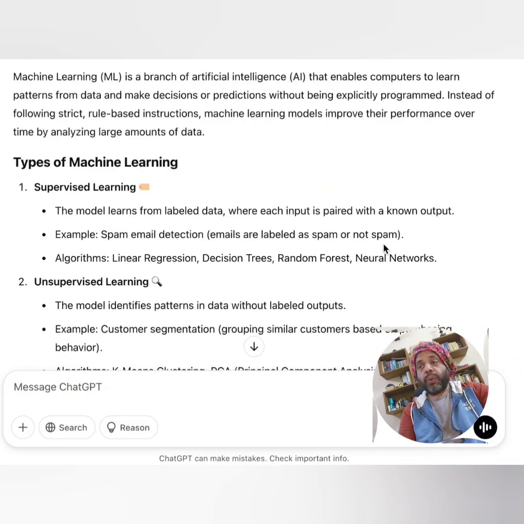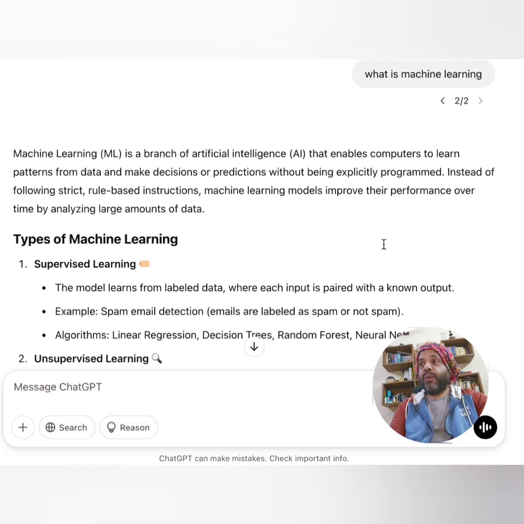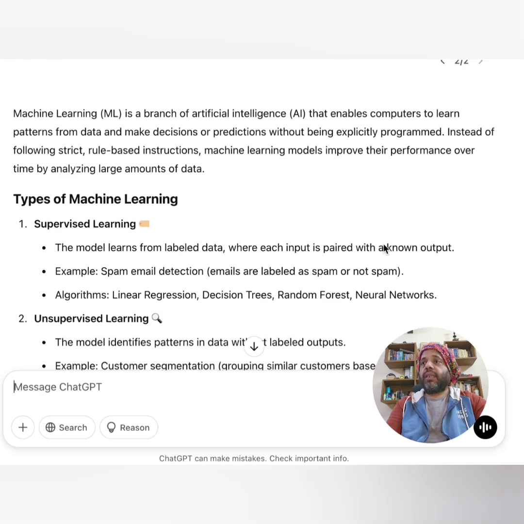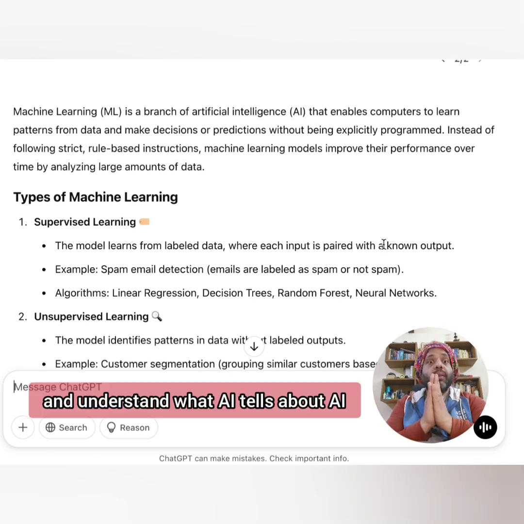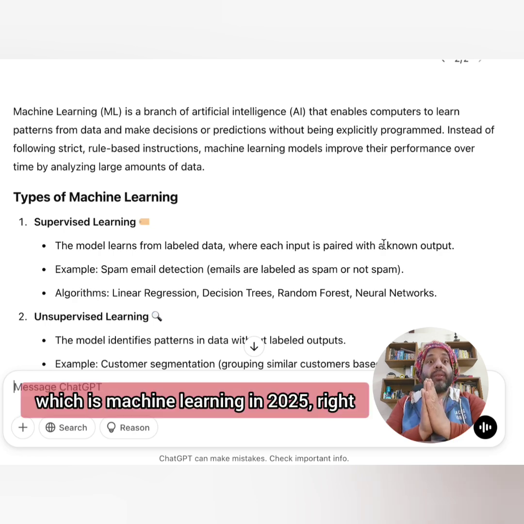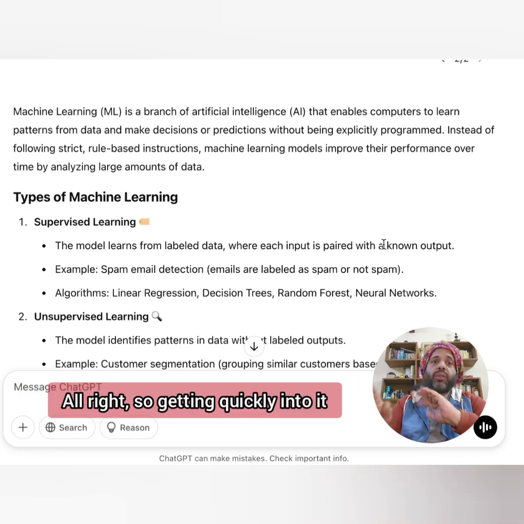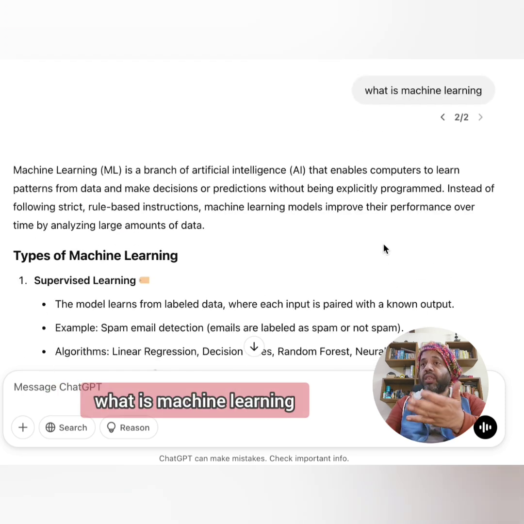So today, actually today I'm doing a lot of things, but this video is about machine learning. I thought we would do a reading and understand what AI tells about AI, which is machine learning in 2025, right? All right, so getting quickly into it, I asked ChatGPT, what is machine learning?